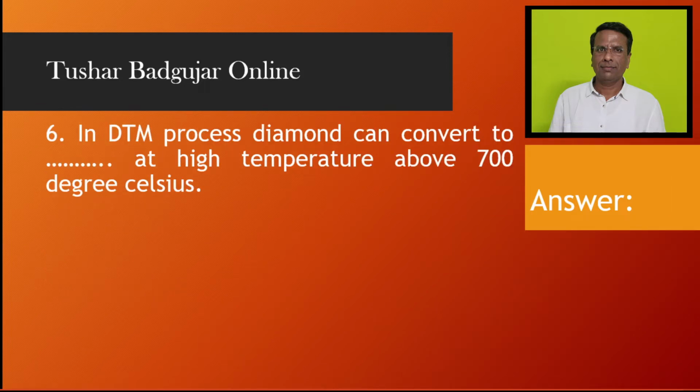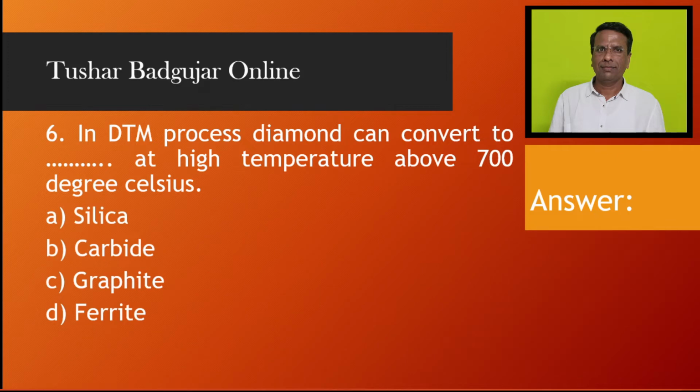In DTM process, diamond can convert to dash dash at high temperature above 700 degrees Celsius. Silica, carbide, graphite, ferrite. And the answer is C, graphite.